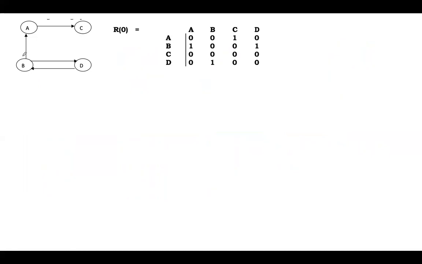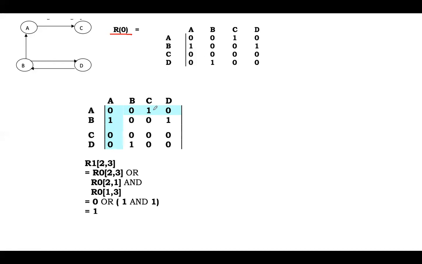This is the adjacency matrix for the given graph, that is R0. So this is the R0 stage. What is the next stage? First, we have to consider the first row and first column. Here 1 is there, here 1 is there. They will intersect at this location, so that location will become 1.